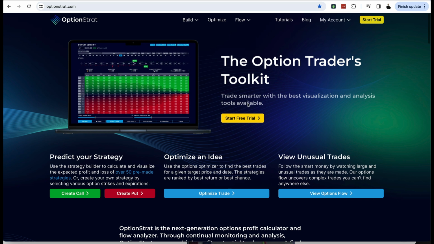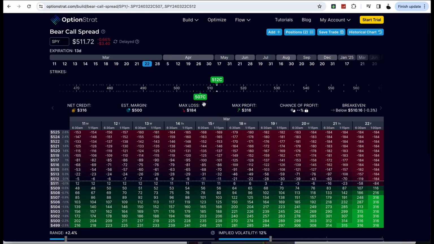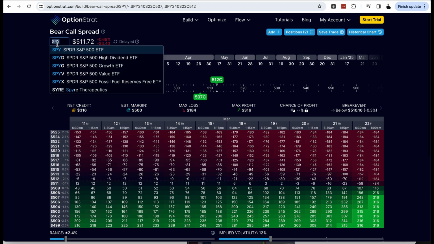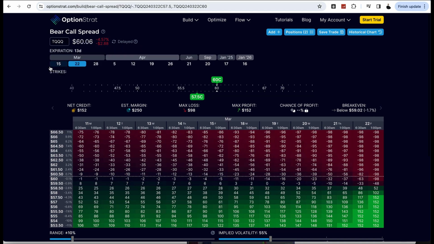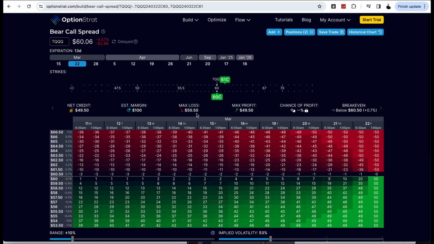Let's take a look at a visualization of what this looks like on this site called Options Strat. So I'm going to build, this is the bear call spread, and I'm going to put in my stock, which is T. And the expiration is March 22nd, I believe. And we are selling a call at 60, and we're buying a call at 61. So we can see here the max loss again is $50, net credit of 49.